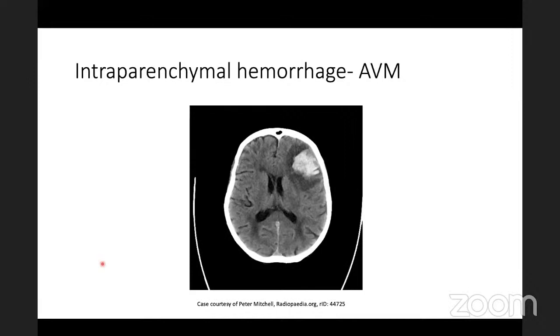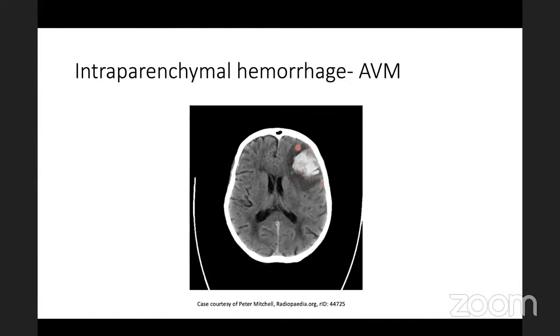This is the story of a young boy, a 10-year-old boy, who presented with a sudden headache, seizures, and weakness of one arm. So you can see that the CT shows a big hemorrhage, which is seen in the left frontal area. You can see the hypodensity around.